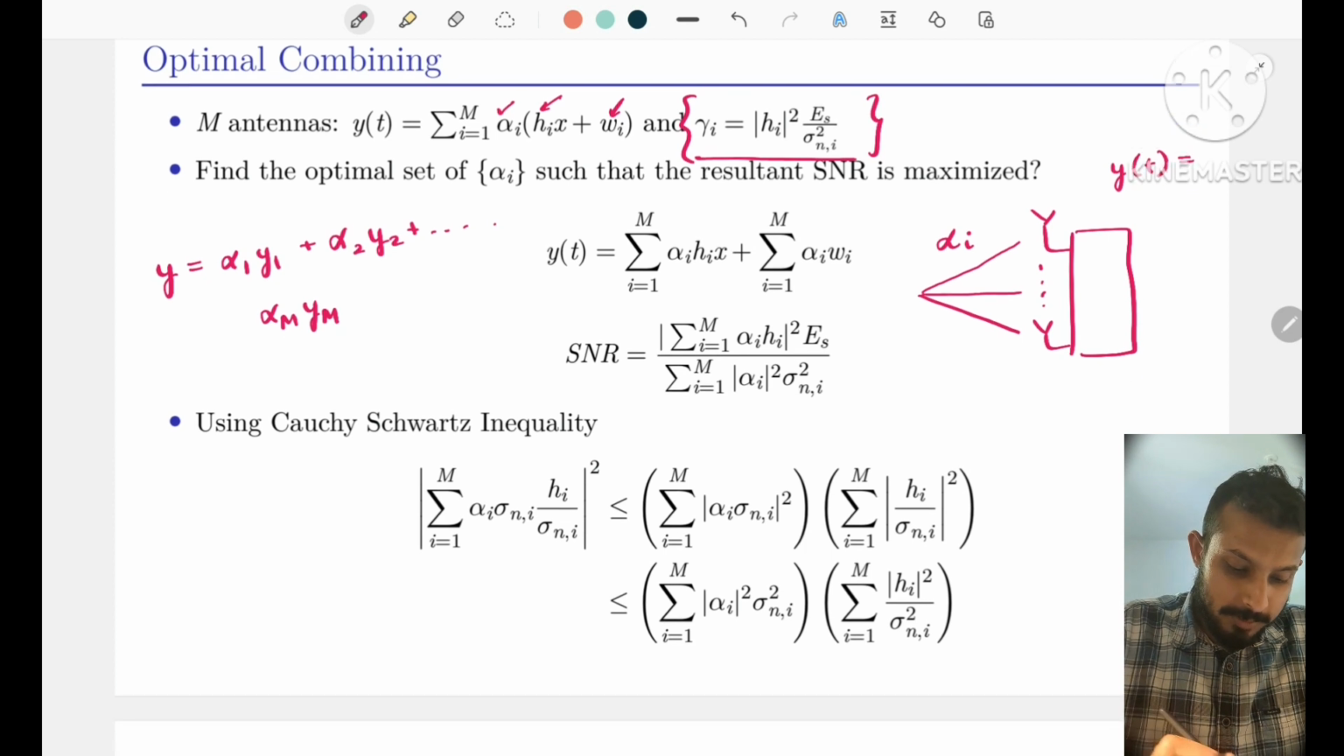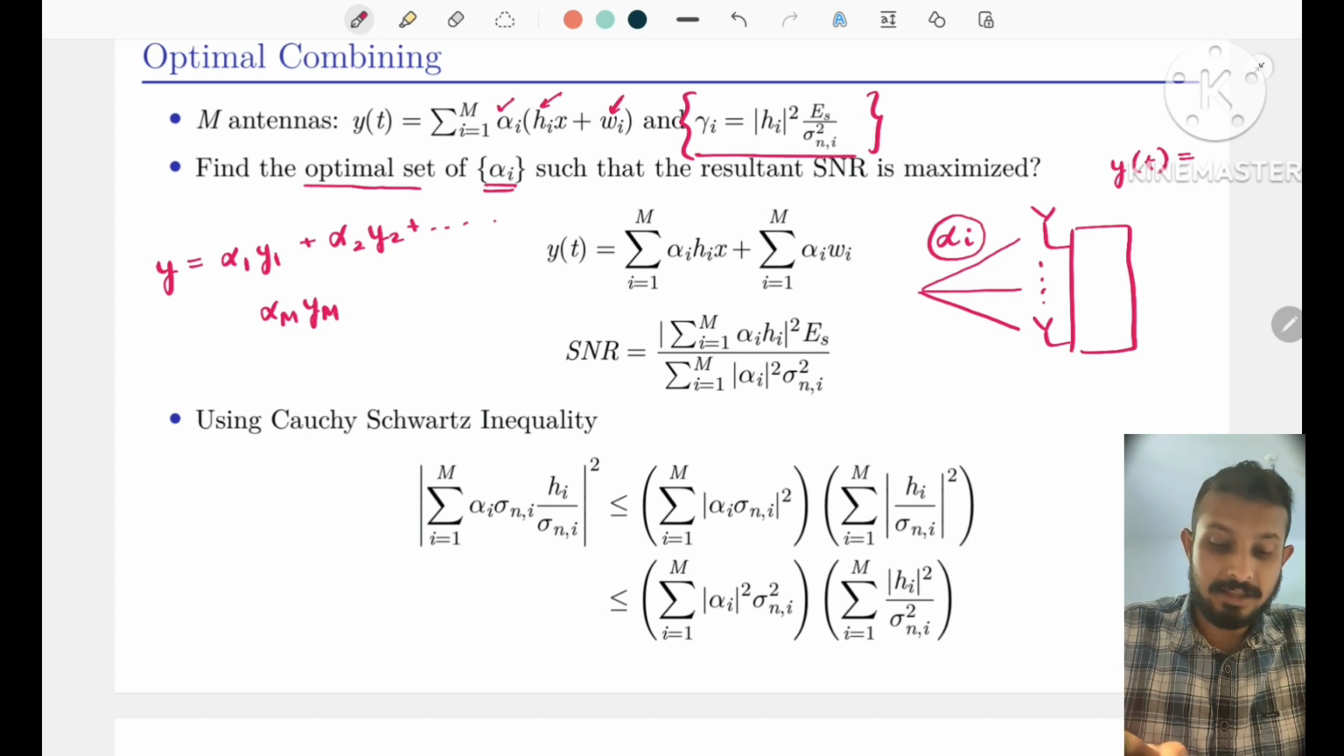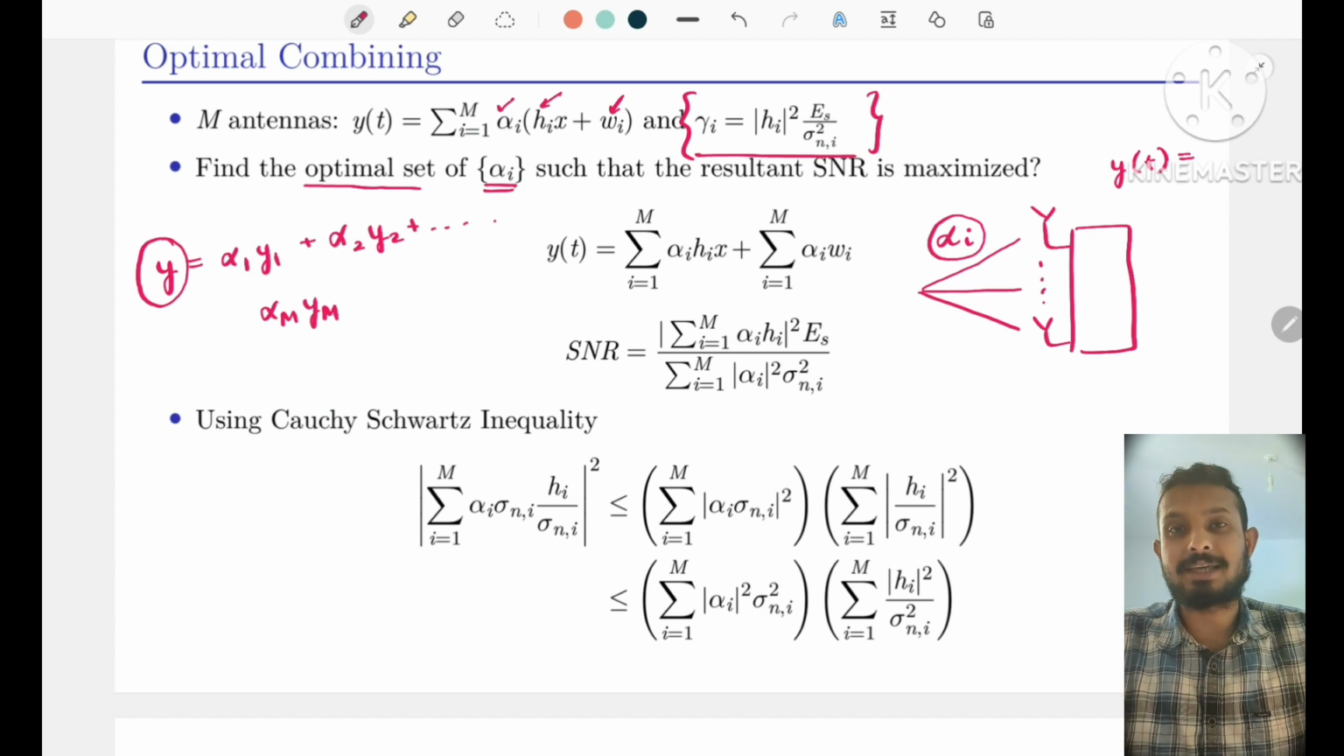So now the problem statement in optimal combining is as follows. We have to find an optimal set of alpha i. That means the weights. What are the weights that have to be provided to each of the branches such that the resultant SNR of this y is maximized.